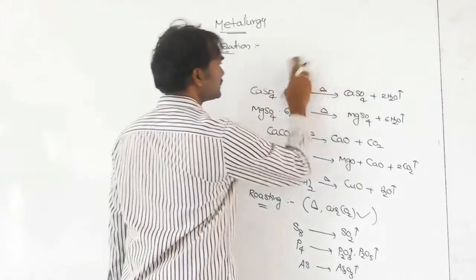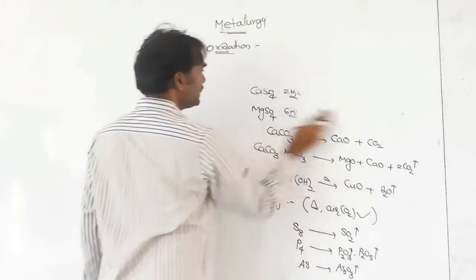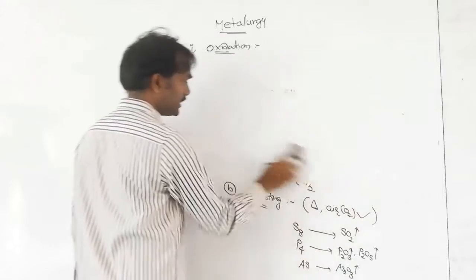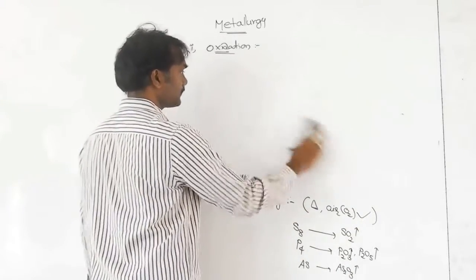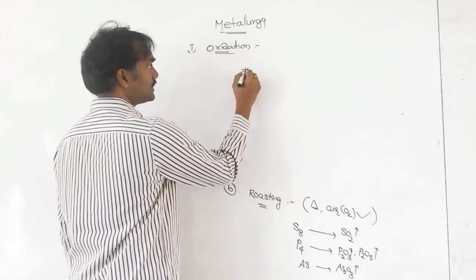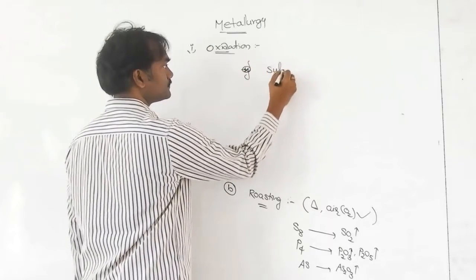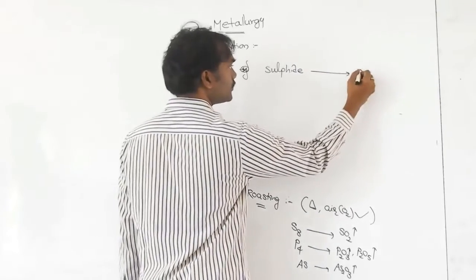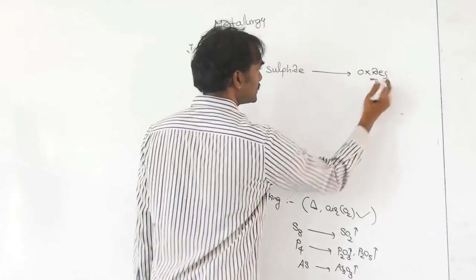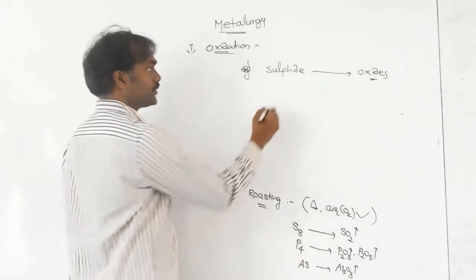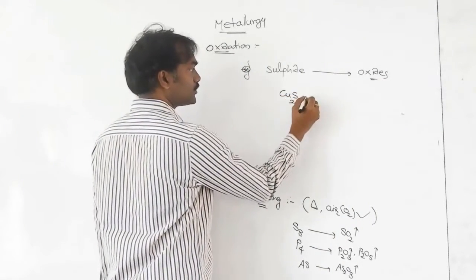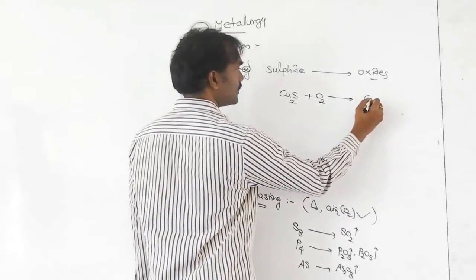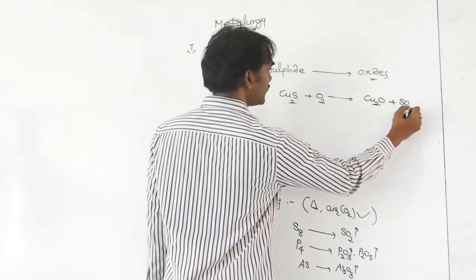Next, other than this, mainly the sulfide ores. Here the main important process is roasting. The sulfide ores, so sulfide compounds are converted into oxides. This is very important. You take Cu2S heated with oxygen. Then what happens? You get Cu2O and SO2 gas.